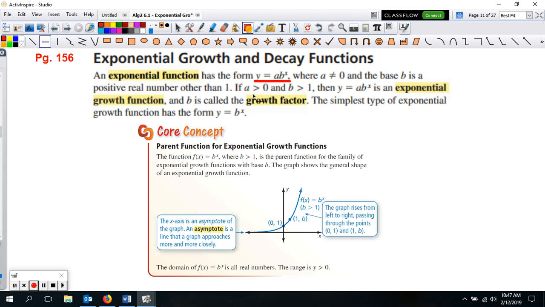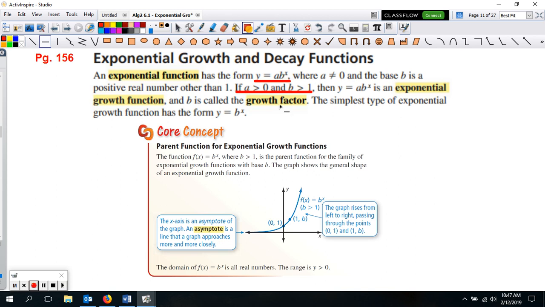Here it says if a is greater than 0 and b is greater than 1, then this is an exponential growth function. So that's what you can put down for exponential growth function. Basically a has to be greater than 0, so it can't be a negative number, and b has to be bigger than 1. If b is more than 1, it's going to grow. That's what we're really going to see with this base number.